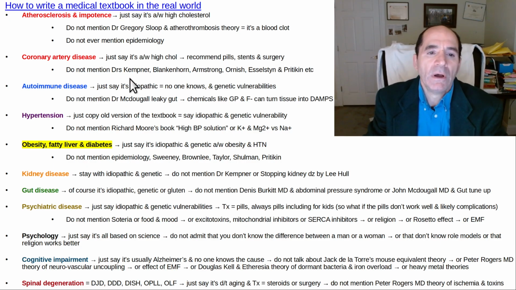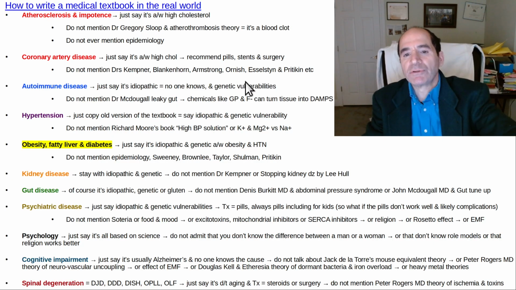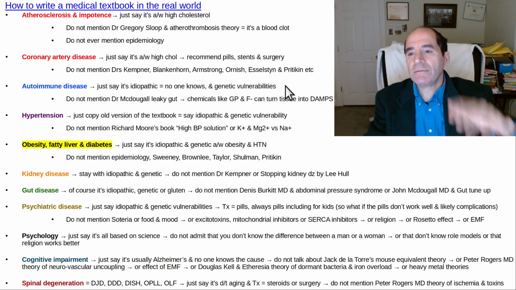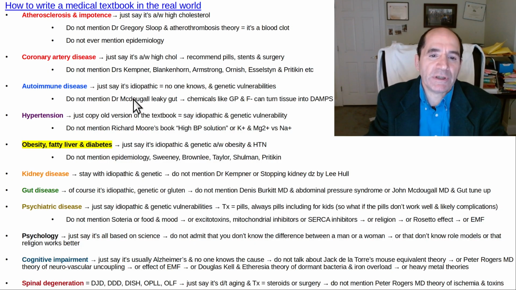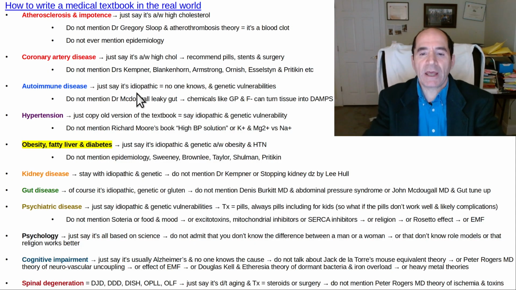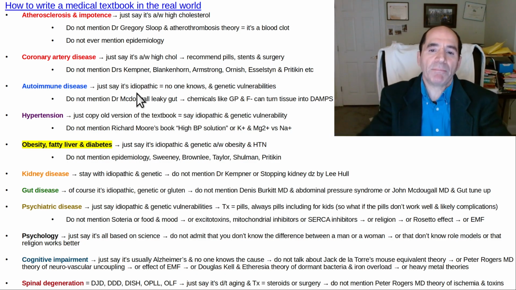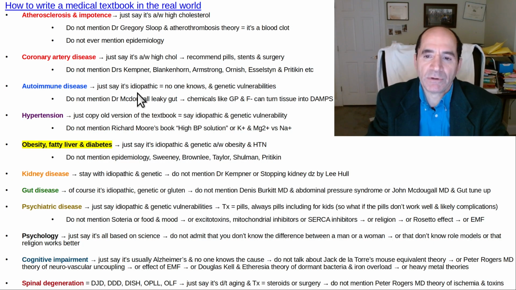All right, so these are just some of the most famous doctors who've shown how easily they can cure coronary artery disease with a low-fat diet. Dr. Kempner, Blankenhorn, Armstrong, Ornish, Esselstyn, Pritikin. It's well known. It's obvious, okay? Autoimmune disease. Again, they just say it's idiopathic. Nobody knows the cause. A lot of people are genetically vulnerable. Therefore, you've got to treat them with all these really powerful medicines for autoimmune disease and immunosuppressants that can really cause a lot of side effects.